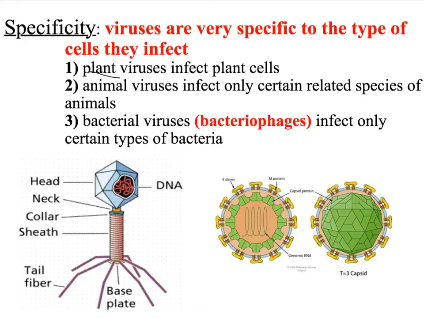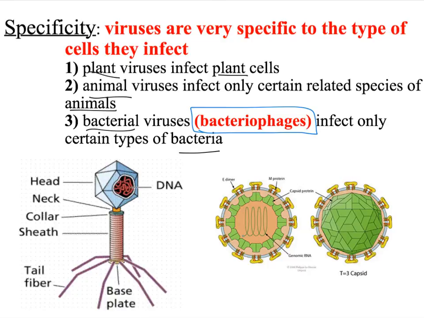So plant viruses infect plant cells. Animal viruses only infect animals that are related to each other. Bacterial viruses only infect bacteria. Now we call those bacteriophages. Okay, bacteriophage is a word that you will probably see again, and that just means a virus that infects bacteria.